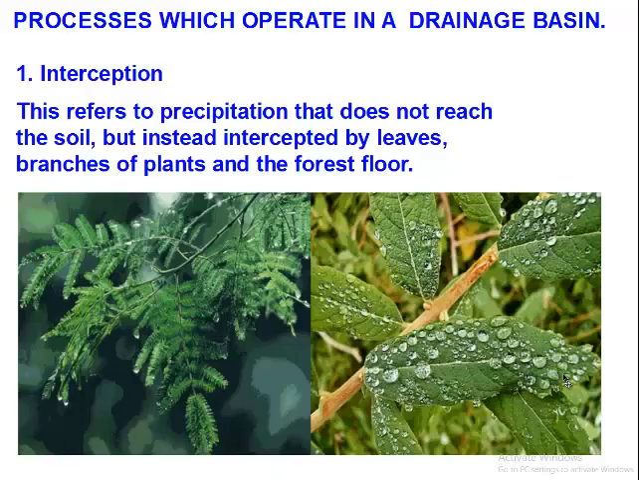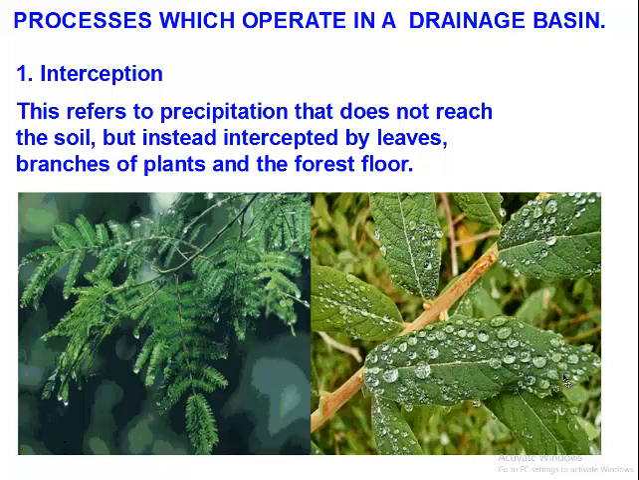Now let's look at the processes which operate in a drainage basin. One of the processes is interception. When we talk about interception, we are talking about the precipitation. The precipitation here can be rain, snow, or anything that comes from the atmosphere as a result of condensation of water vapor. So here we're looking at the precipitation that does not reach the soil.